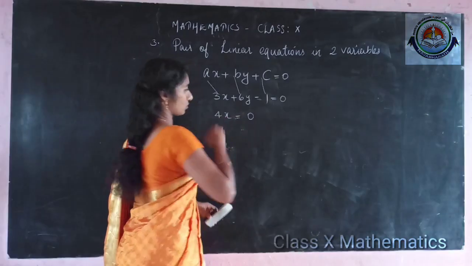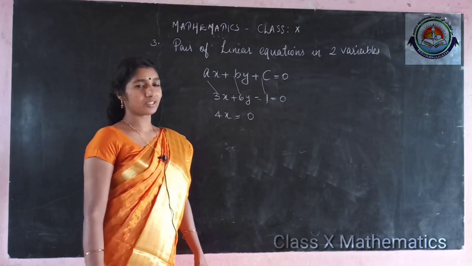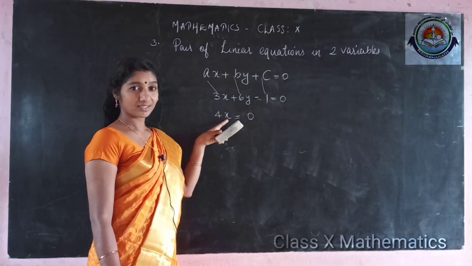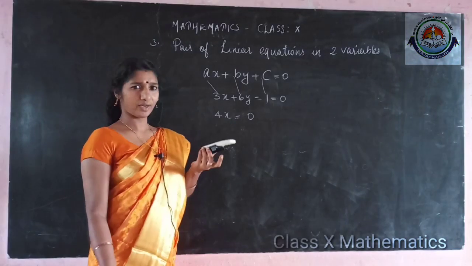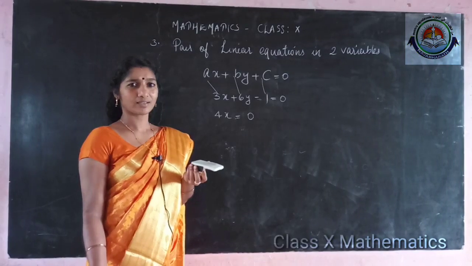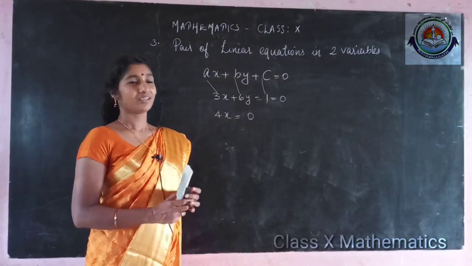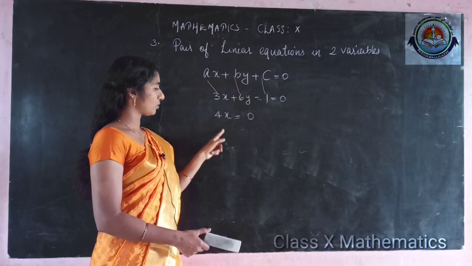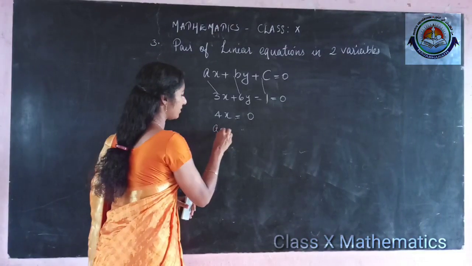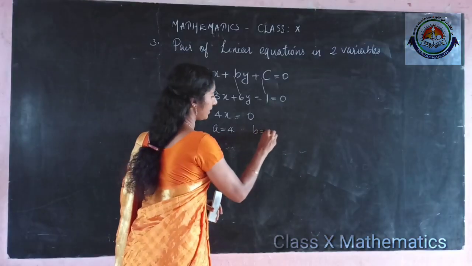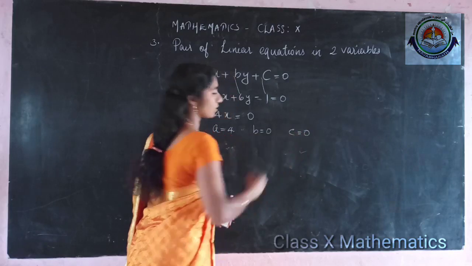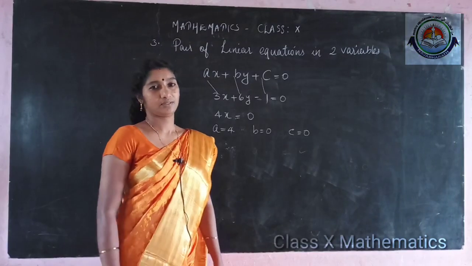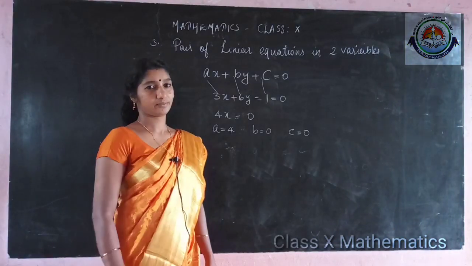4x is equal to 0. Is it a linear equation? Yes, it is a linear equation. See, which is the variable? X is the variable. And where is y? Not seeing y. What happened to y? Here the y's coefficient b equal to 0. See here a equal to 4. On comparing with the general form, a equal to 4, b equal to 0, c is equal to 0. But it is a linear equation, but not in two variables, it is a linear equation in one variable only.